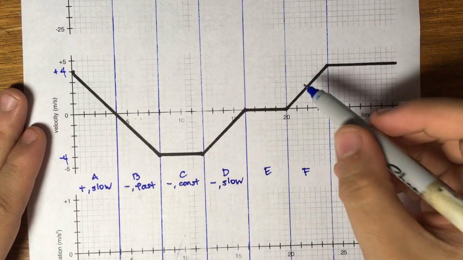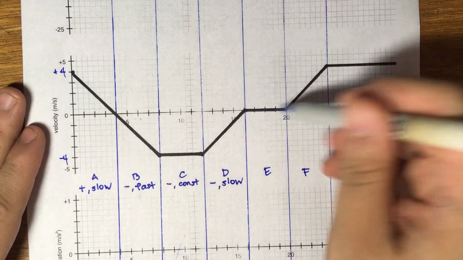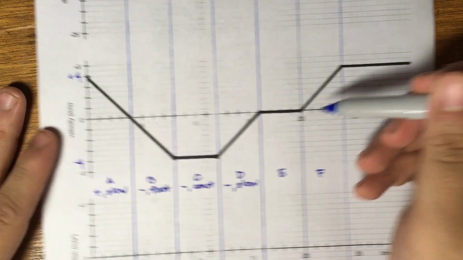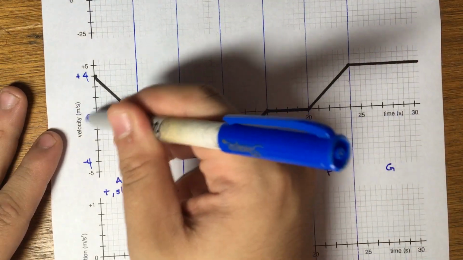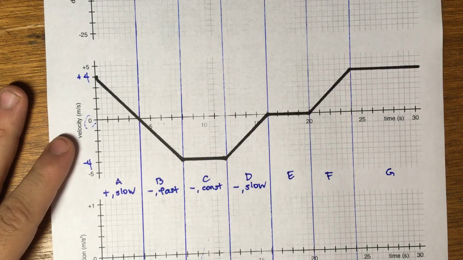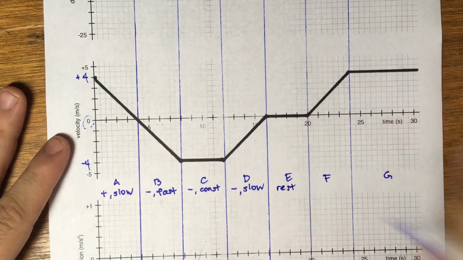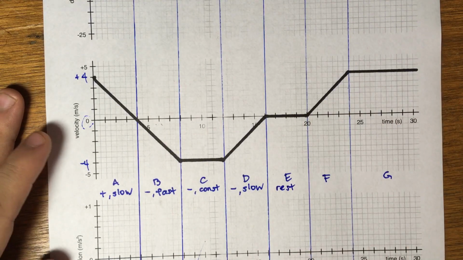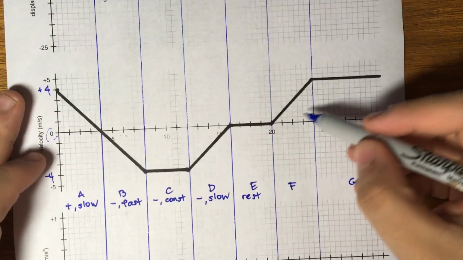Okay? Now let's look at E. As you could see, it's a straight line, so your velocity doesn't change. But crucially, it's a straight line at 0. So that means that you are at rest for segment E. You're not moving.